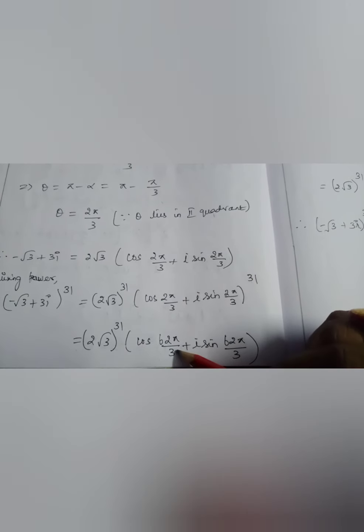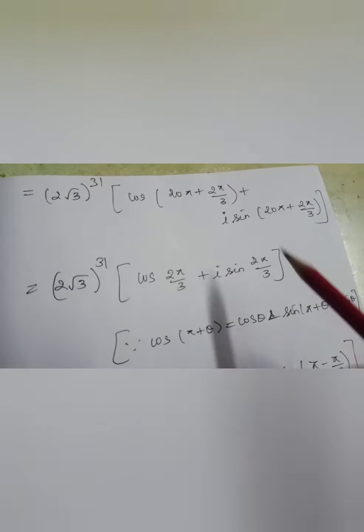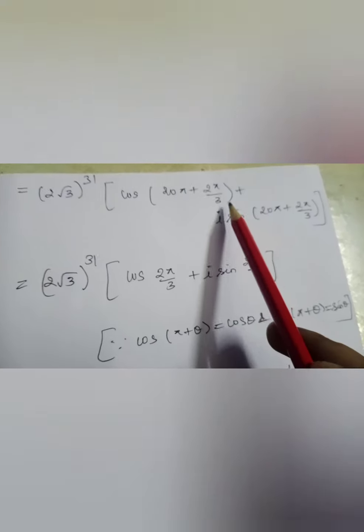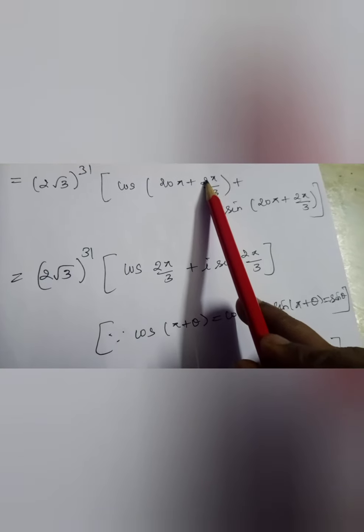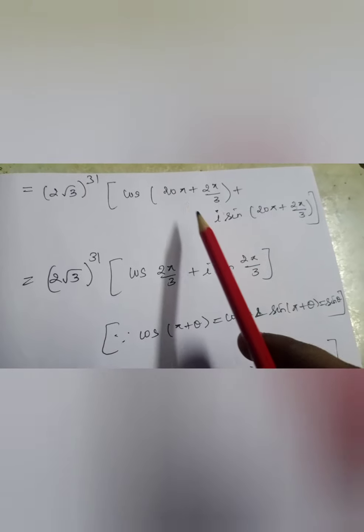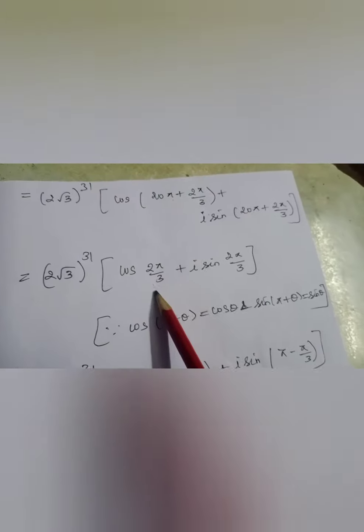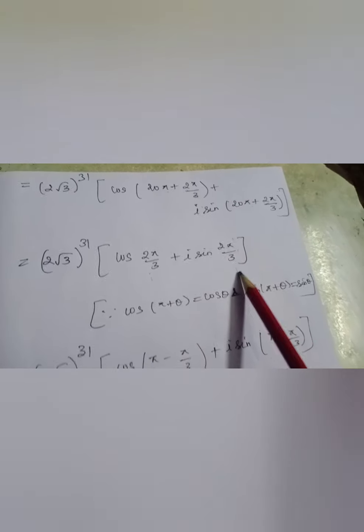Using De Moivre's theorem, I can bring the 31 here. Now I am going to write 62 pi by 3 as 20 pi plus 2 pi by 3. Now multiply and see: if you take the LCM, this will be 60 pi, and 60 plus 2 is 62 pi. That's why I have split it here. Now cos of (pi plus theta) is cos theta, so cos 2 pi by 3, and sin of (pi plus theta) is sin theta, so sin 2 pi by 3. I have written the reason also here.